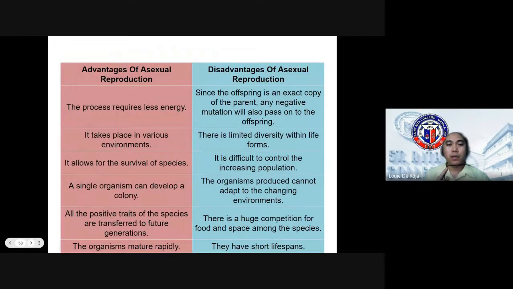Okay. Ito pa yung ibang advantages and disadvantages. Pause na lang and paki-screenshot na lang po.